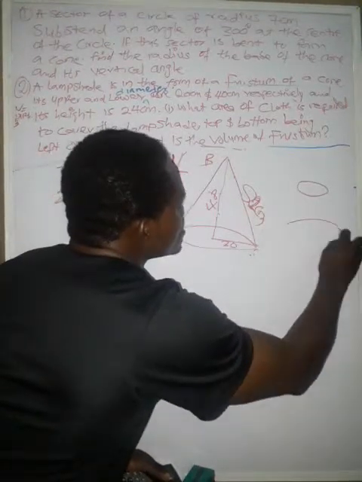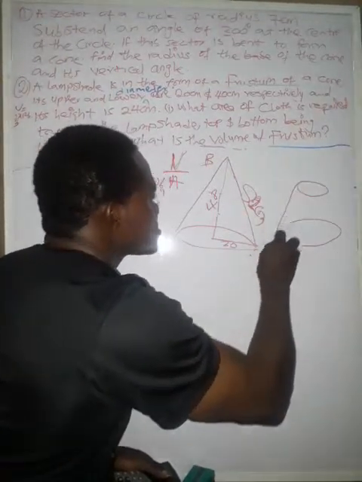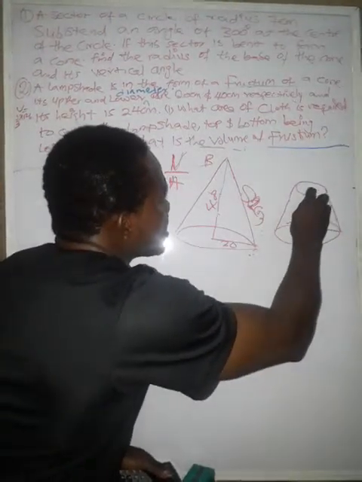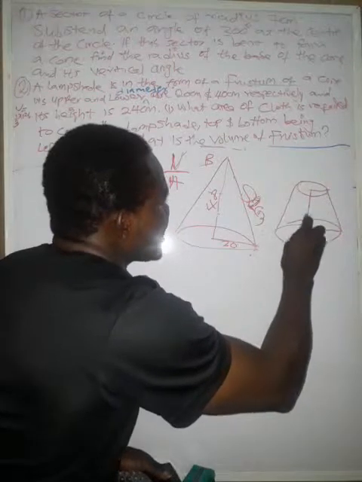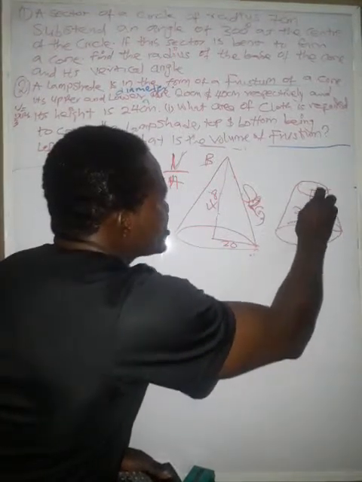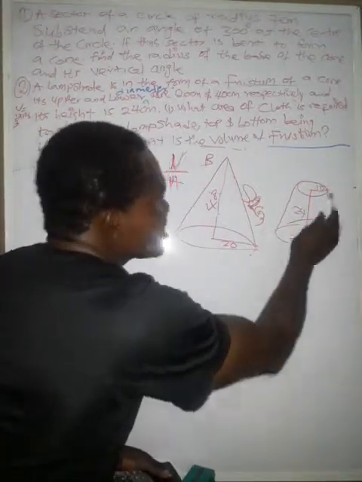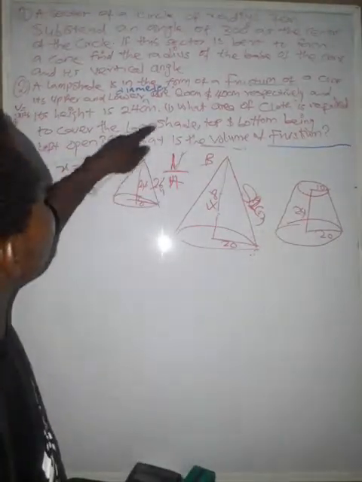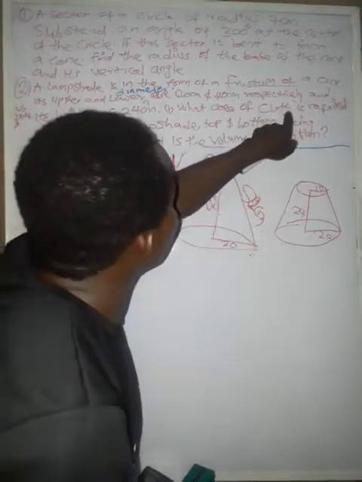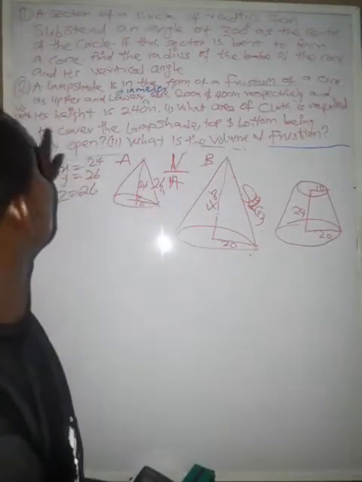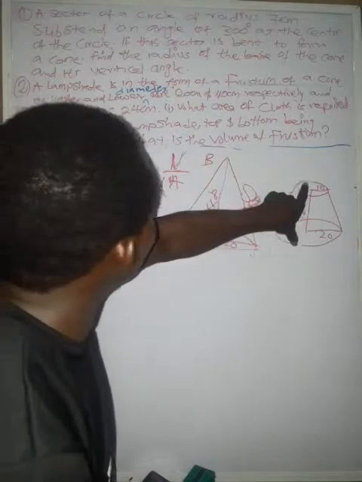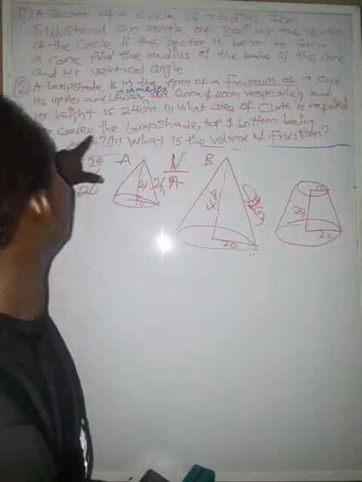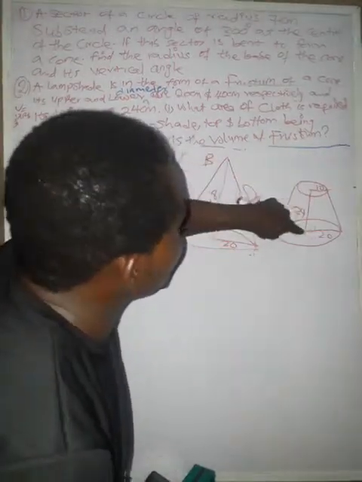This is everything we know. We're given the base and the upper part, and the height is 24. Here is 10, here is 20. But we need to calculate now. The first question says what area of cloth is required to cover the lampshade. This is the lampshade, which is the fulcrum, top and bottom being left open.